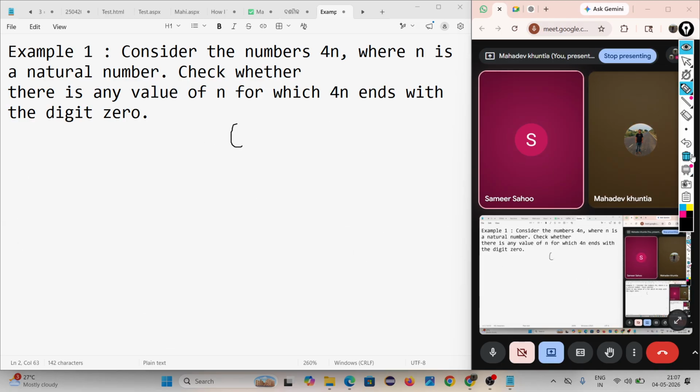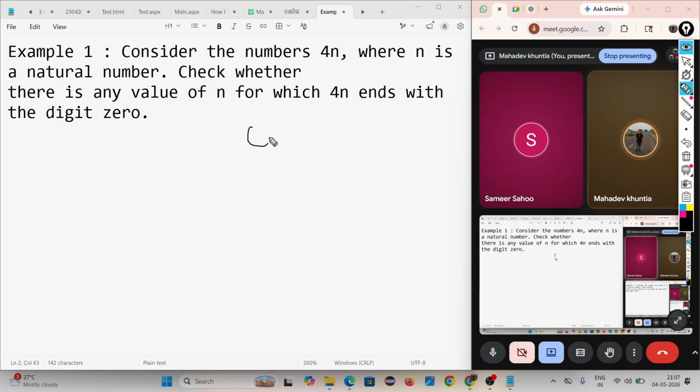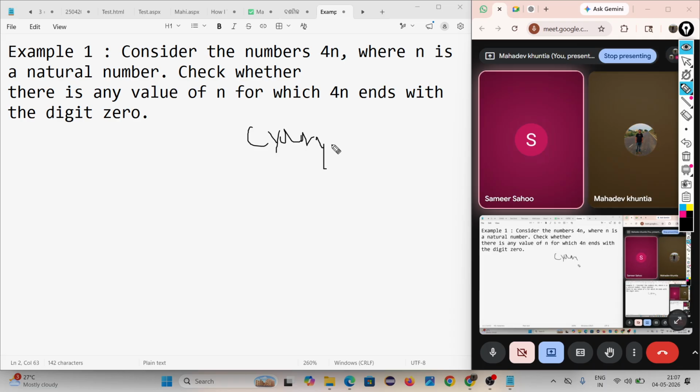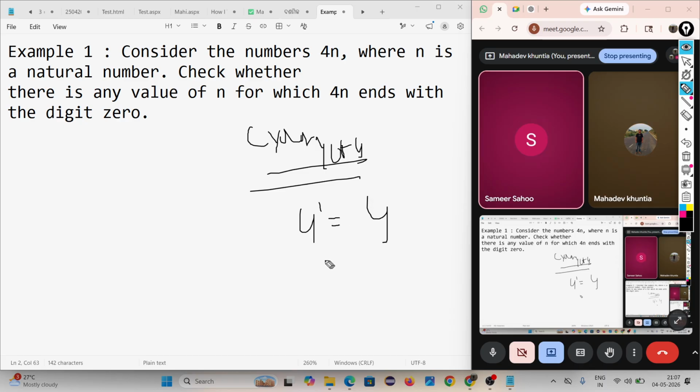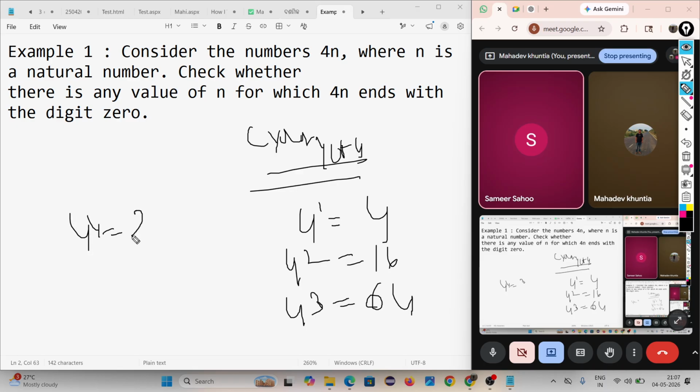Then move on to check the cyclicity of 4. 4 raised to the power 1 is 4. 4 raised to the power 2 is 16. 4 raised to the power 3 is 64. 4 raised to the power 4 is 256. Look, for odd powers it ends with 4, for even powers it ends with 6. Then think.